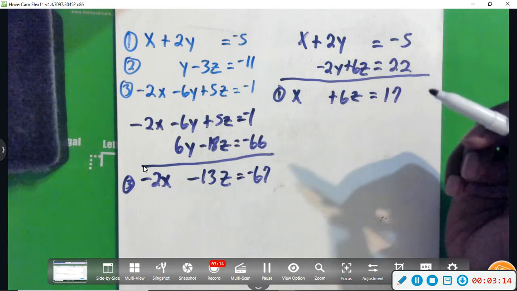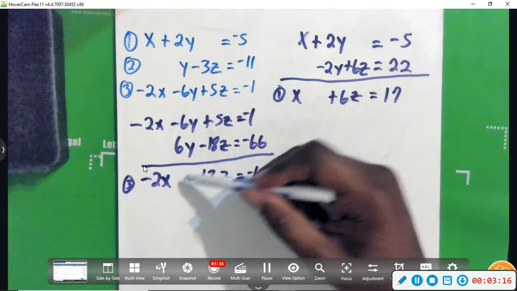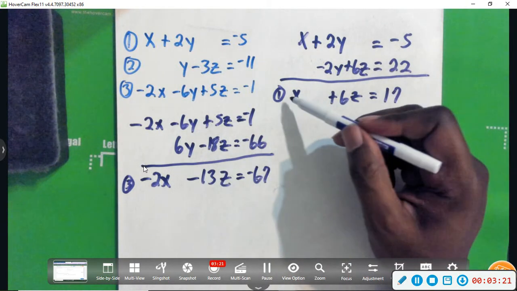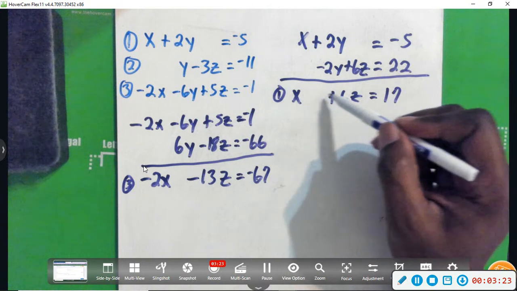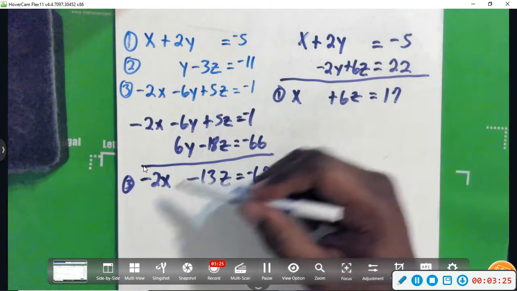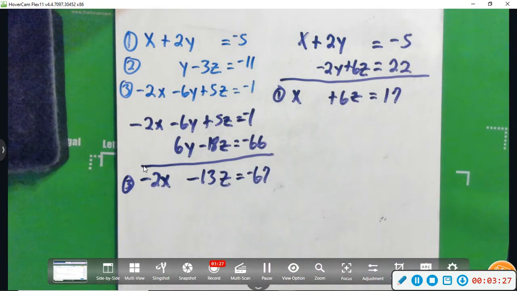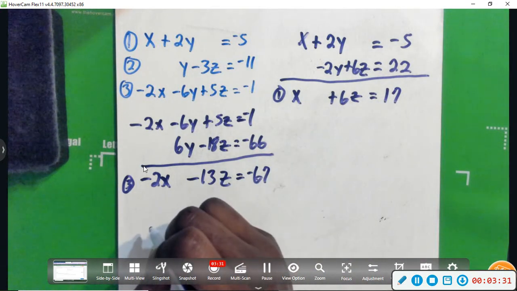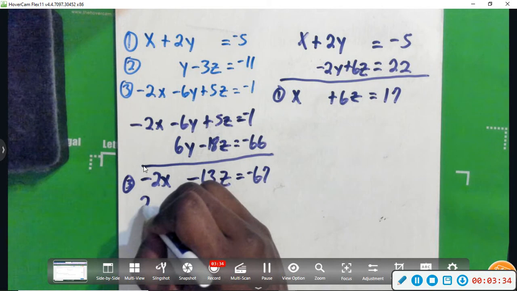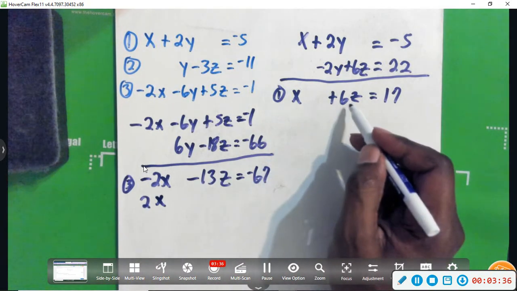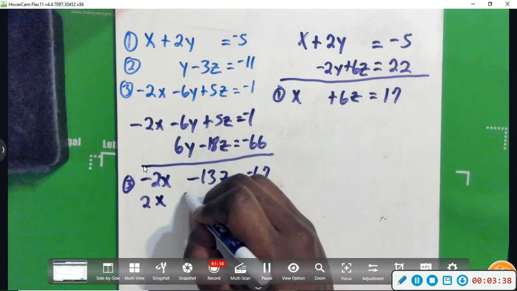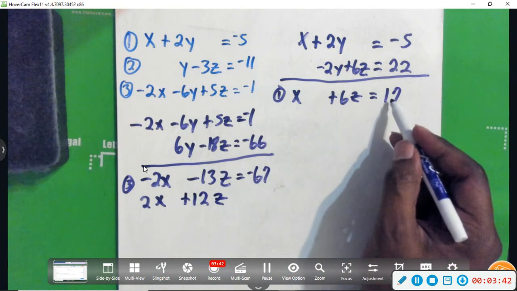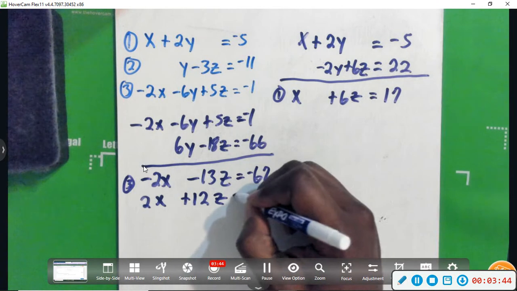So now it will be easier to eliminate x because it has a coefficient of a 1. And so I'm going to multiply this equation by 2, so it's opposite sign, and I can eliminate x. So multiply by 2. This will give me positive 2x for this one. Multiply by 2, that gives me a positive 12z, and times 2 gives us 34.